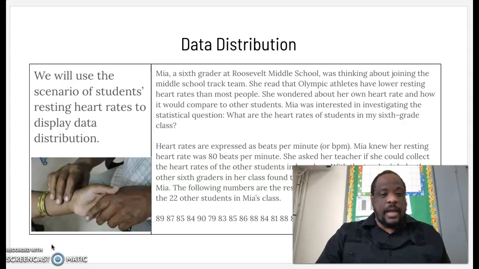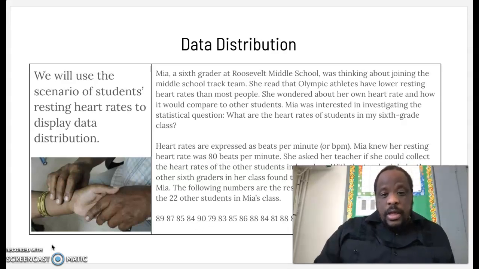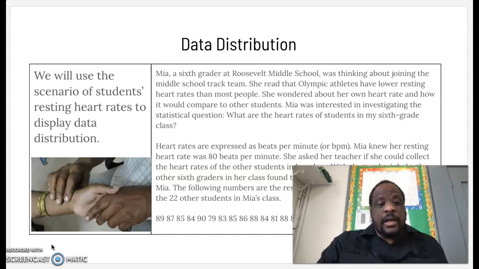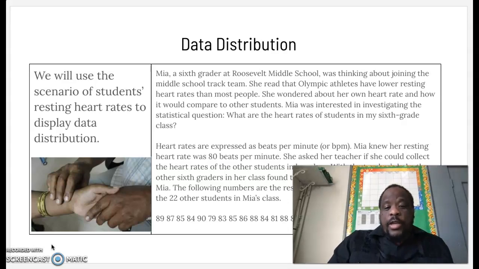So let us look at this example. The first example here has Maya, a 6th grader at Roosevelt Middle School, who was thinking about joining the middle school track team. She read that Olympic athletes have lower resting heart rates than most people. She wondered about her own heart rate and how it would compare to other students. Maya was interested in investigating the statistical question: what are the heart rates of students in my 6th grade class?